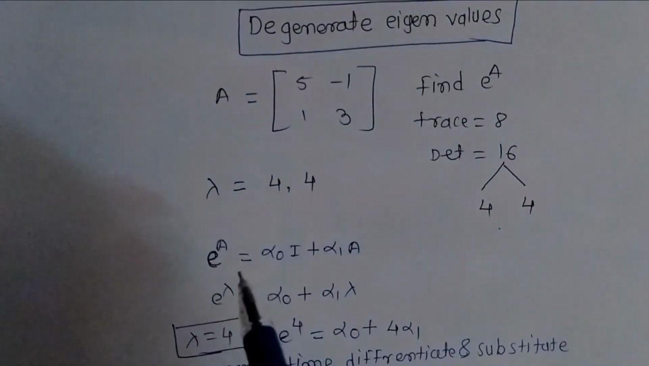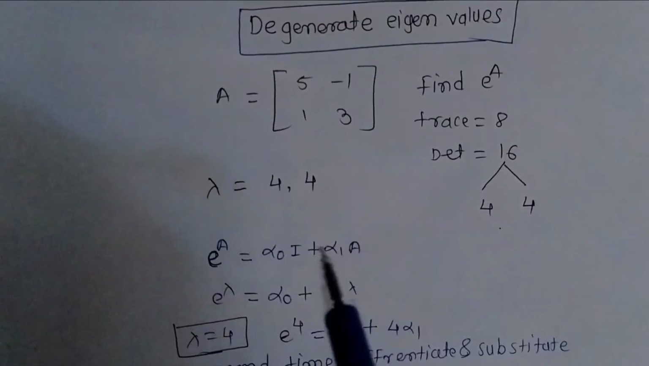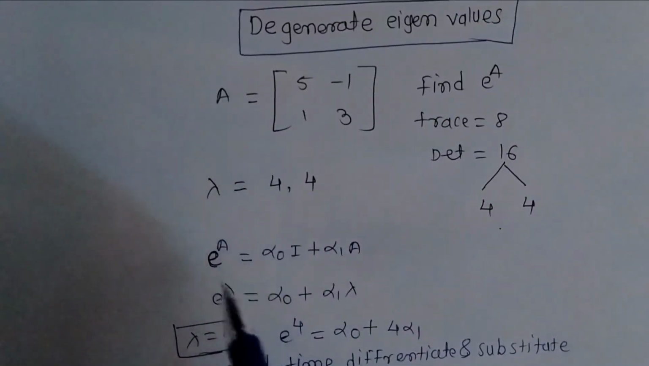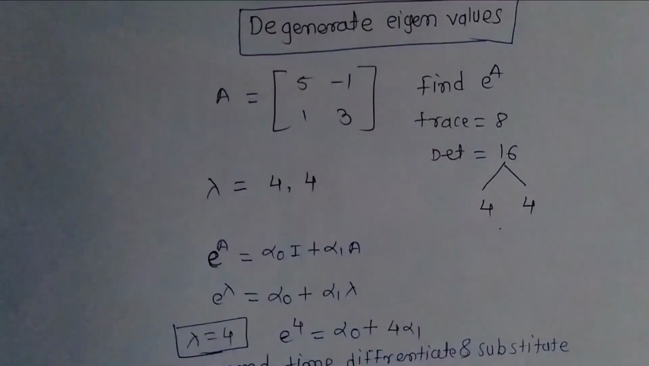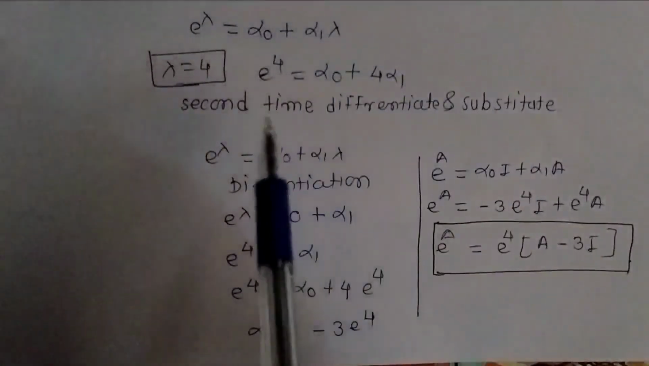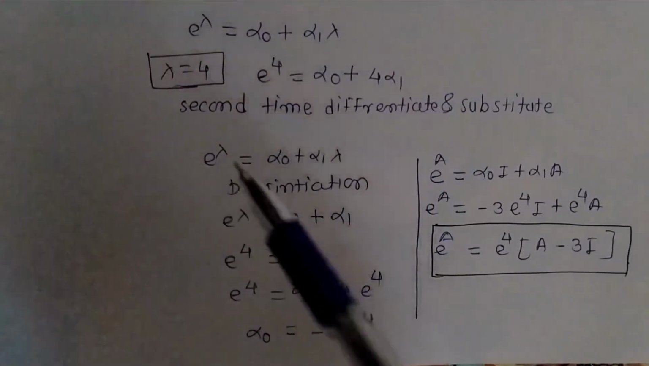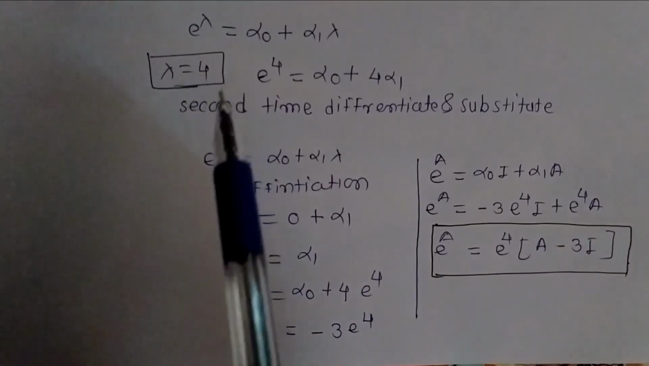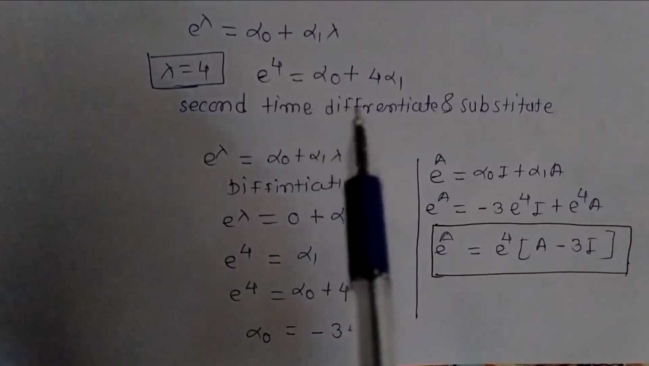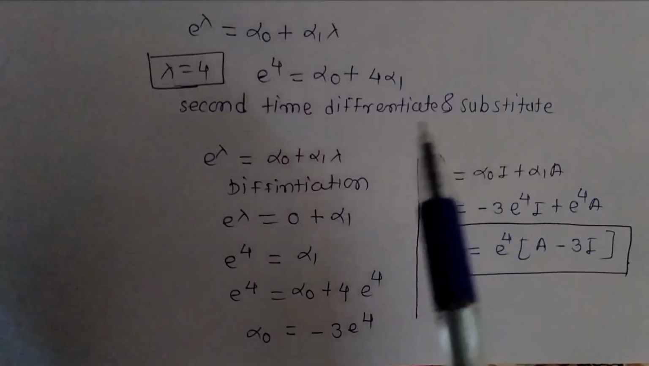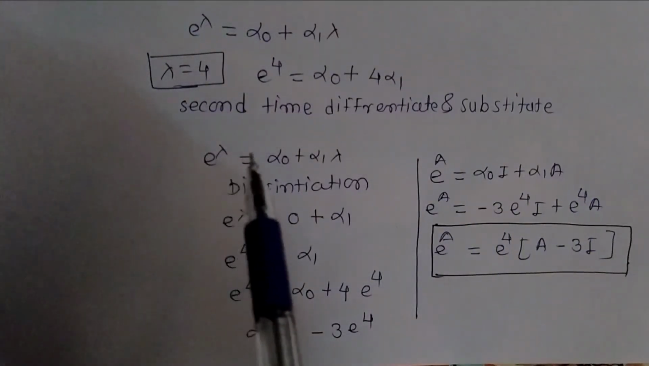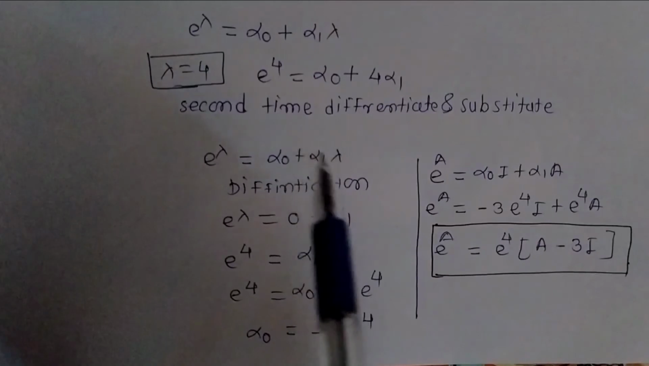So e raised to a is equal to alpha naught I plus alpha 1 a. Here e raised to lambda is equal to alpha naught plus alpha 1 lambda. When we keep lambda is equal to 4, e raised to 4 is equal to alpha naught plus 4 alpha 1. For the second time, since it is a degenerate eigenvalue, we have to differentiate and then substitute the value of lambda.